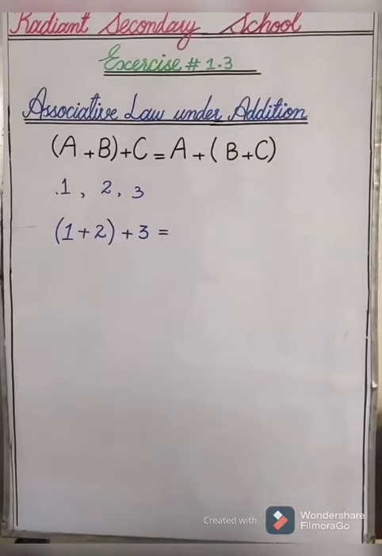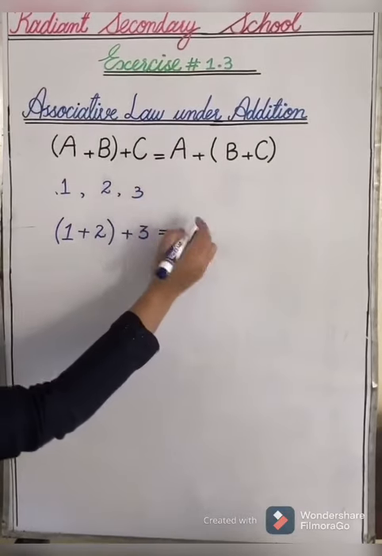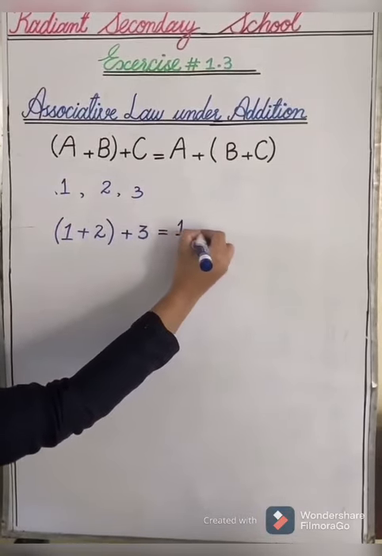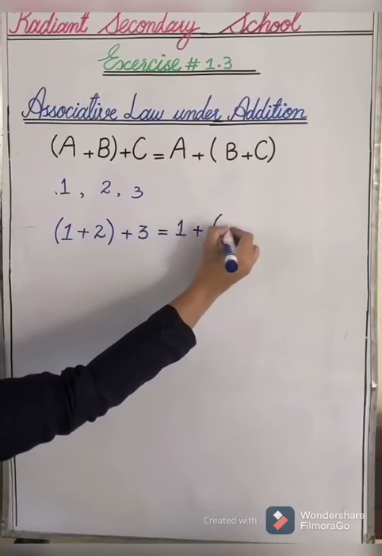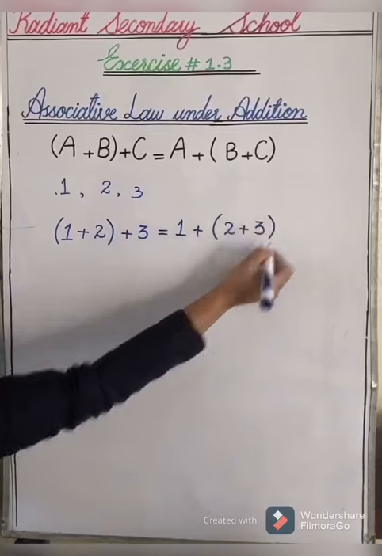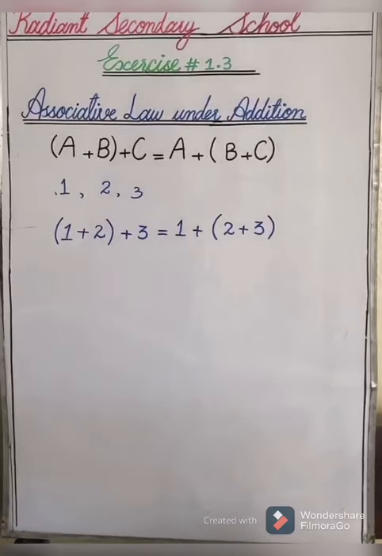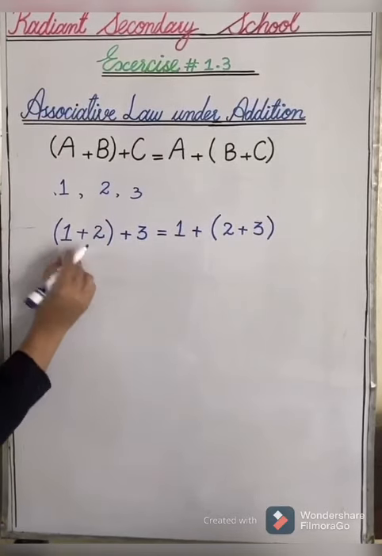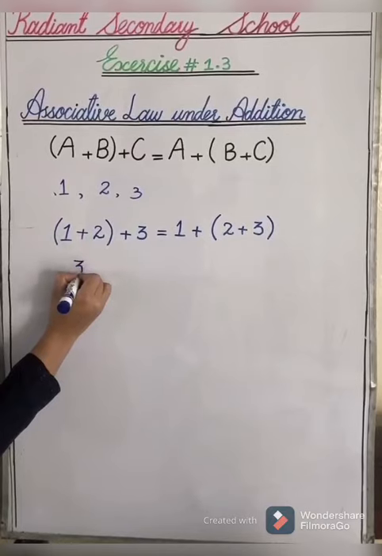Similar is the case on the other side of the equation. Instead of A, I am going to write 1. Instead of B, I am going to write 2. And instead of C, it will be 3. Now, first we will solve these brackets. 1 plus 2 is equal to 3.